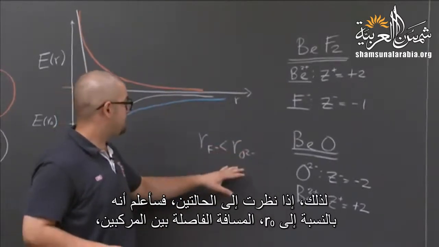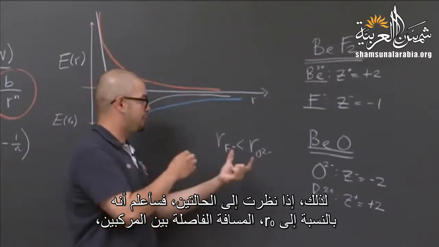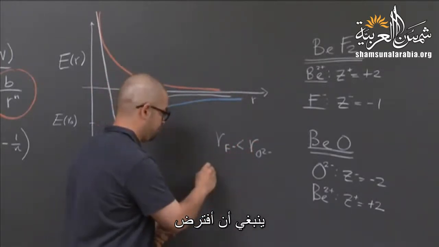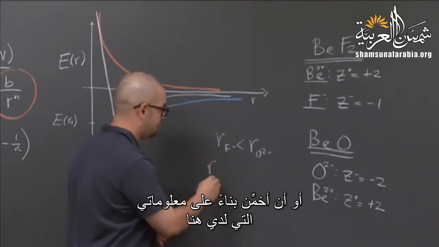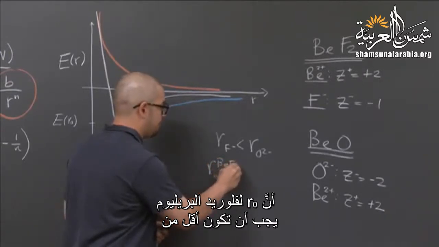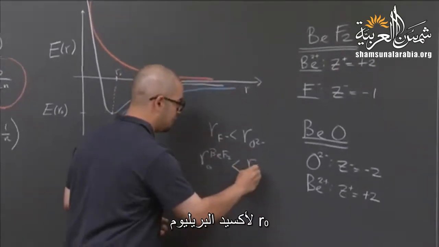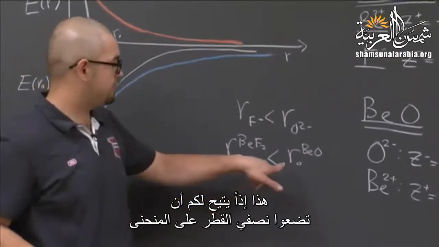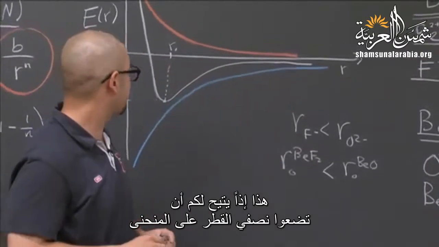So if I look at my system and want to look at the internuclear separation, the R0s of the two compounds, I can make an educated guess based on the data I have here that R0 for beryllium fluoride should be less than the R0 for beryllium oxide. So this allows you to put the position of your radius on your curve.